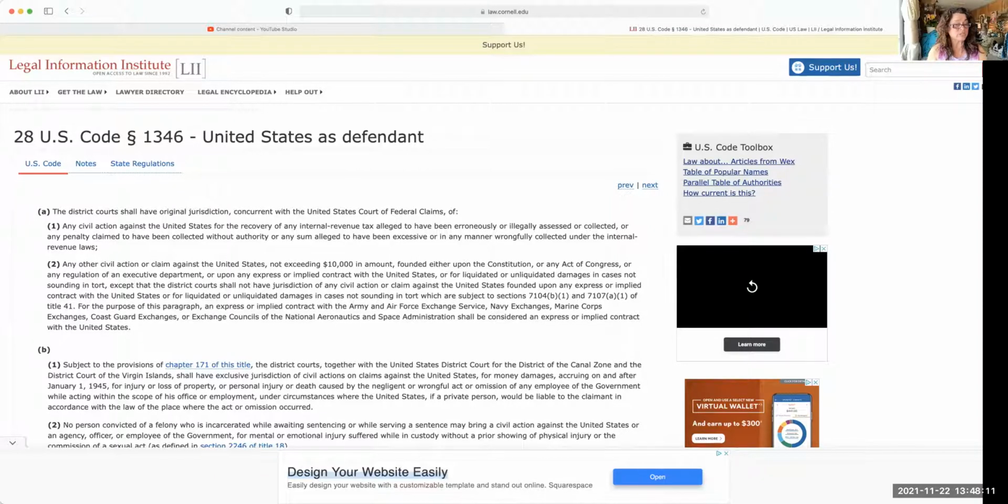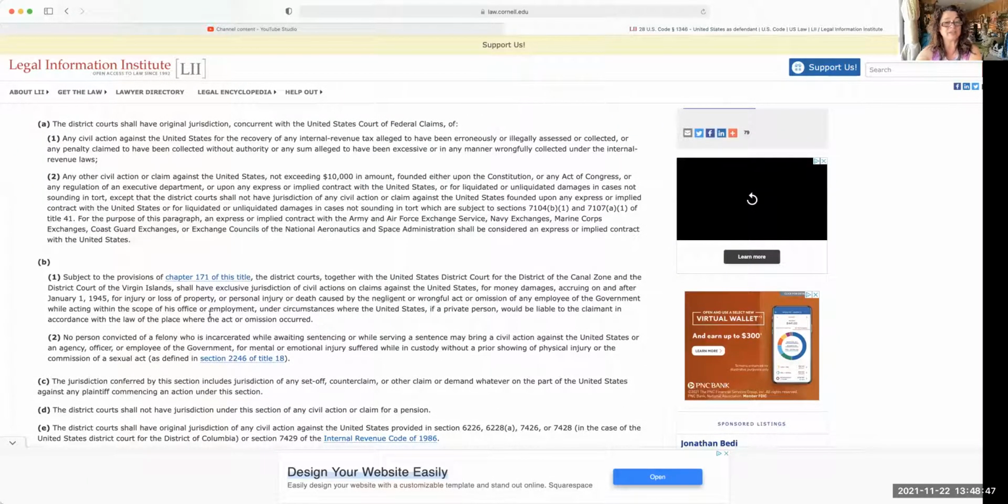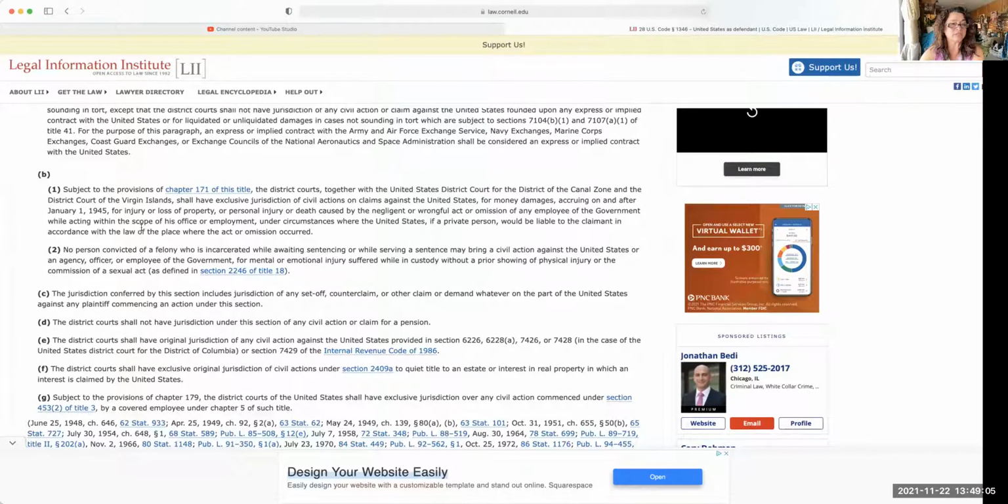Except that the district courts shall not have jurisdiction of any civil action or claim against the United States, founded upon any express or implied contract with the United States, or for liquidated or unliquidated damages in cases not sounding in tort, which are subject to sections 7104(b)(1) and 7107(a)(1) of Title 41. For the purpose of this paragraph, an express or implied contract with the Army or Air Force Exchange Service, Navy exchanges, Marine Corps exchanges, Coast Guard exchanges, or exchange councils of the National Aeronautics and Space Administration, NASA, shall be considered an express or implied contract with the United States. (b) Subject to the provisions of Chapter 171 of this title, the district courts, together with the United States District Court for the District of the Canal Zone.